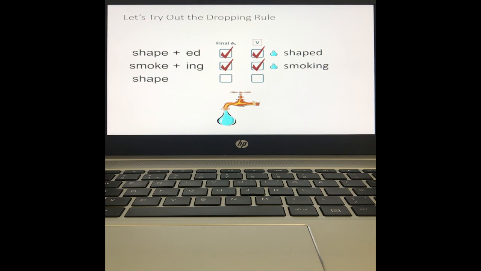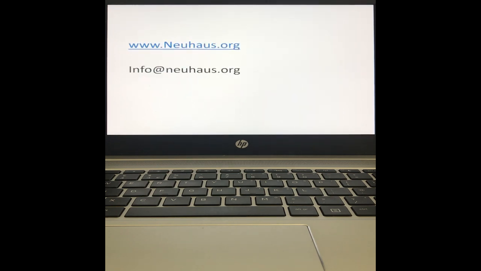We're going to take the word shape again, and we're going to add suffix less. Does my base word end in a final silent E? Yes. Am I adding a vowel suffix? No, I'm adding a consonant suffix, so I will not drop the final E when spelling. Shapeless will be spelled S-H-A-P-E-L-E-S-S. So that, my friends, is the dropping rule.